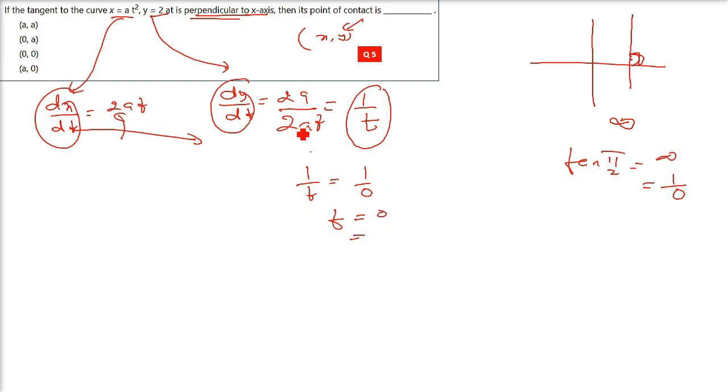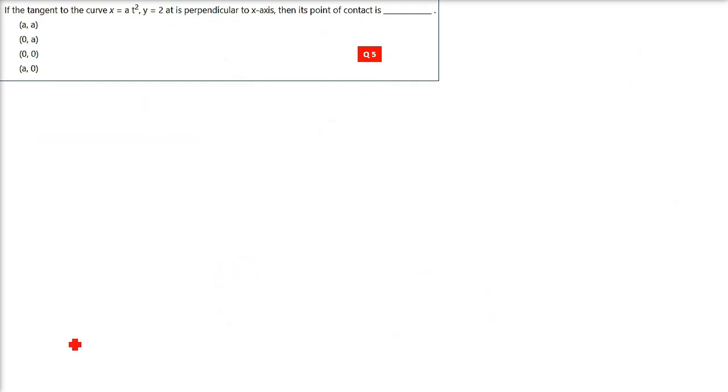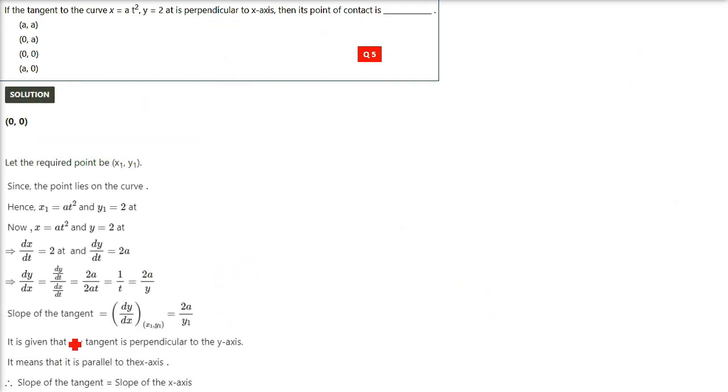Now put it here in both of these, because x and y are already known to us. x is equal to at squared. y is equal to 2at. When you put t equals 0, x is 0 and y is 0. So the point is (0, 0), which is the origin in the coordinate axes. Now this is the other way. You can solve it like this also.